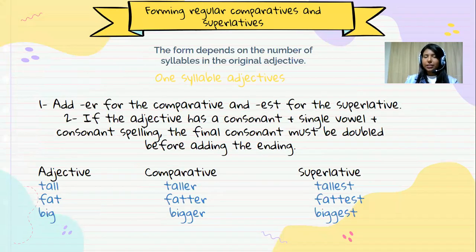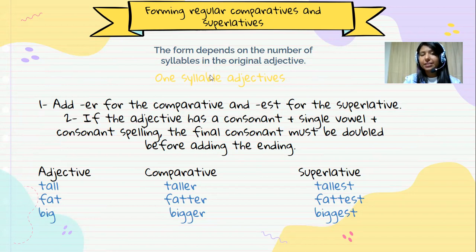So guys, before continuing, it's important that you remember that when you are trying to form comparative and superlative adjectives or statements, there are some important rules, okay? It's important that you take that into consideration, okay? The first thing that you have to take into account is that the form depends on the number of syllables in the original adjective, okay?